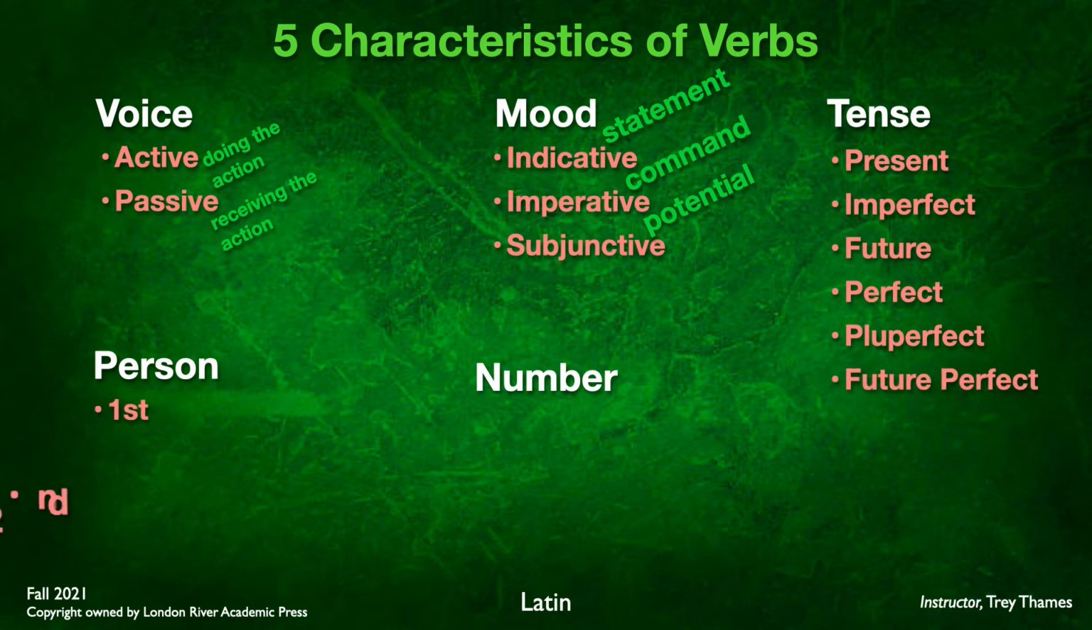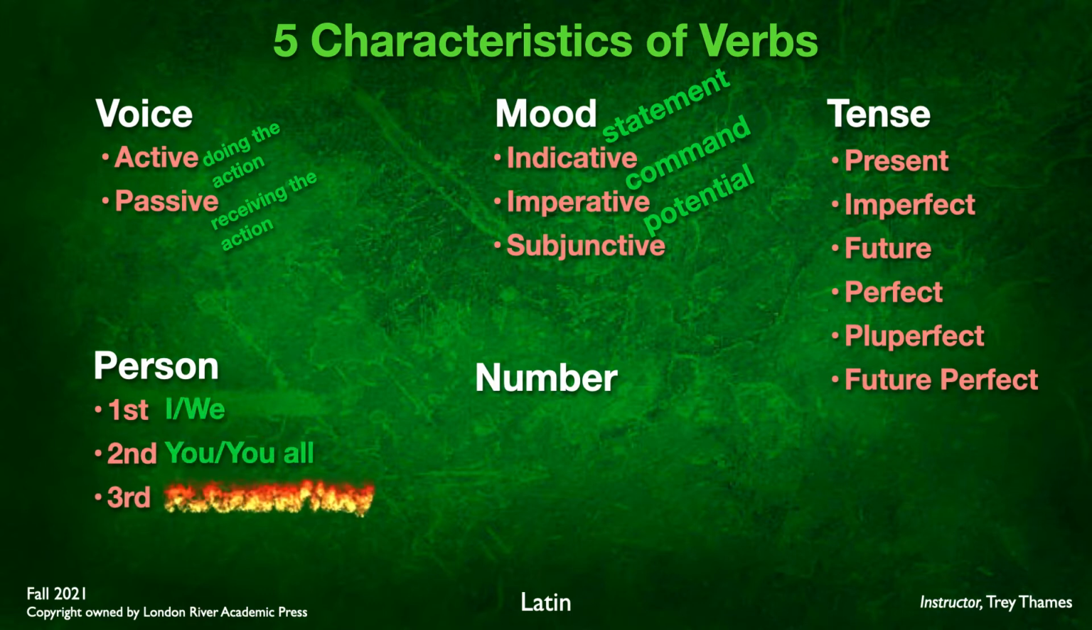Under person, we have first person, second, and third persons. When we translate these, we'll use the English pronouns I or we for first person, second person would be you or you all, and if you're Texas or Southern bound, you'll say y'all. Third person in the singular is he, she, and it, and then third person plural is they. And that brings us actually to the 5th characteristic, which is number. It is singular or plural.